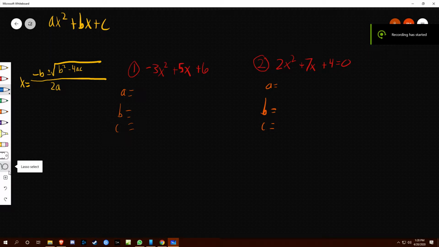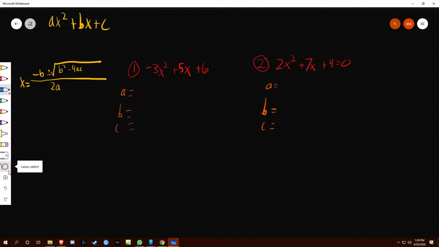We're working on quadratic equations with the quadratic formula, solving quadratic equations using the quadratic formula. To use the quadratic formula, we need a quadratic, meaning the degree, which is the highest exponent, is 2, so the highest exponent is squared. We have ax squared plus bx plus c. That's our general form of a quadratic equation.